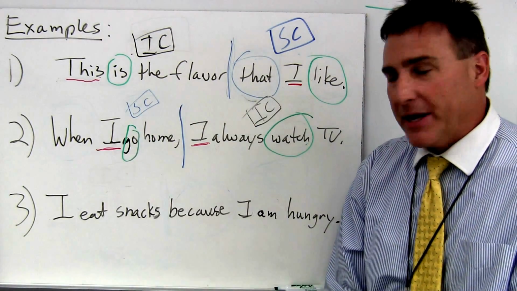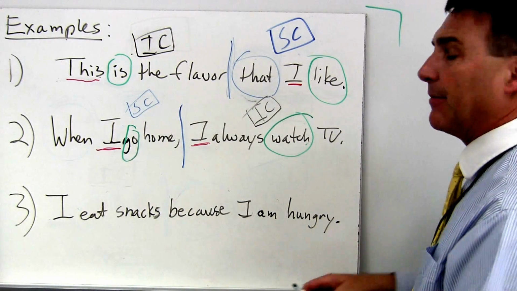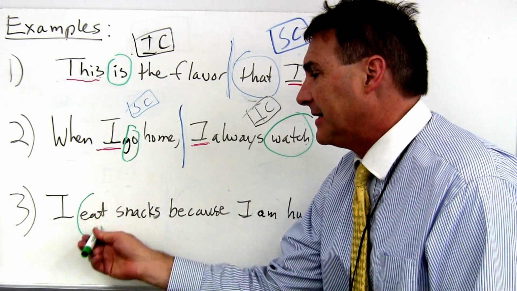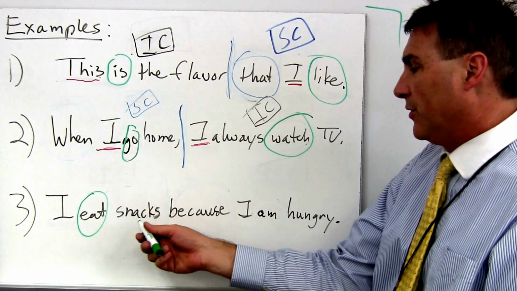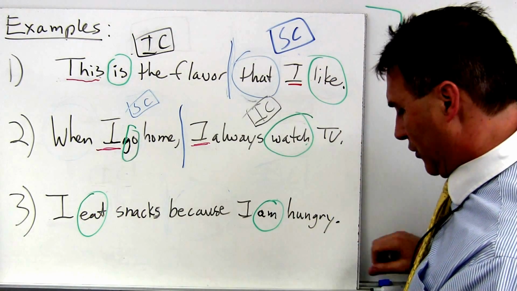Example number 3. Let's find our verbs again. I eat snacks because I'm hungry. First verb I see is eat. Going further, snacks because I am. There's our other verb. So we got our verbs.